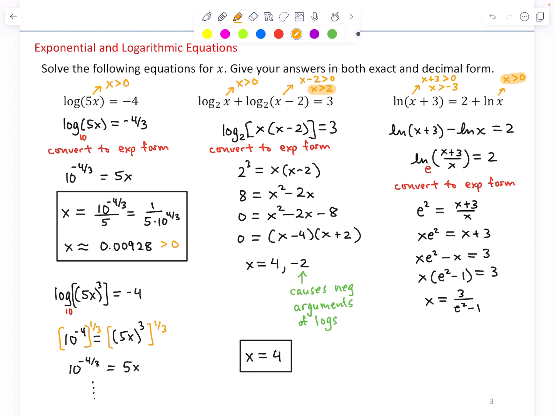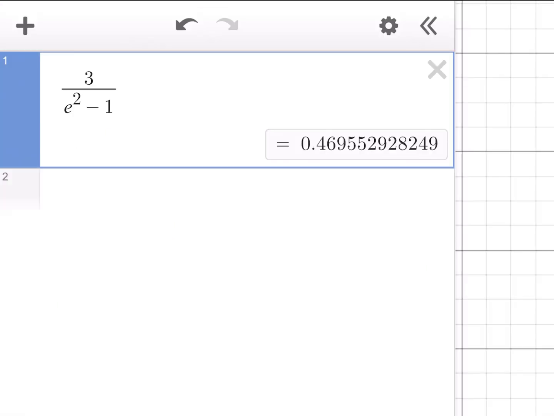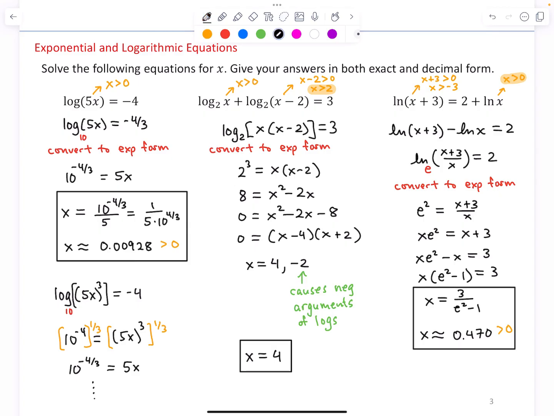Without reaching for a calculator, we know that this answer will be positive because e squared is more than 1. But as instructed, let's go ahead and find its decimal representation. And we get about 0.470, confirming that this is a valid answer to our logarithmic equation.